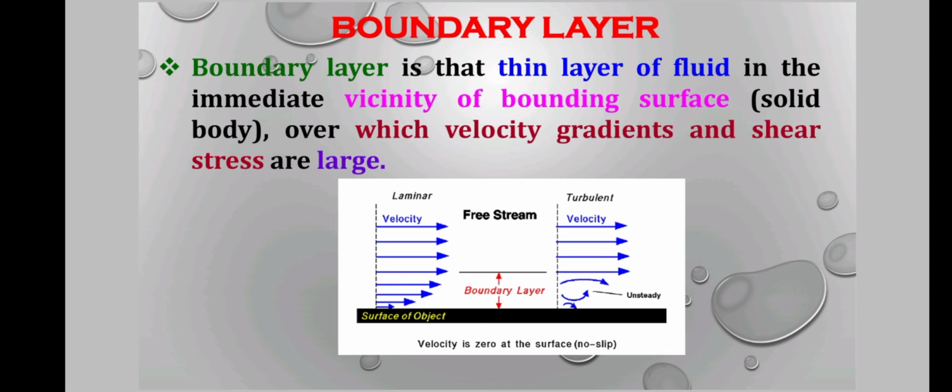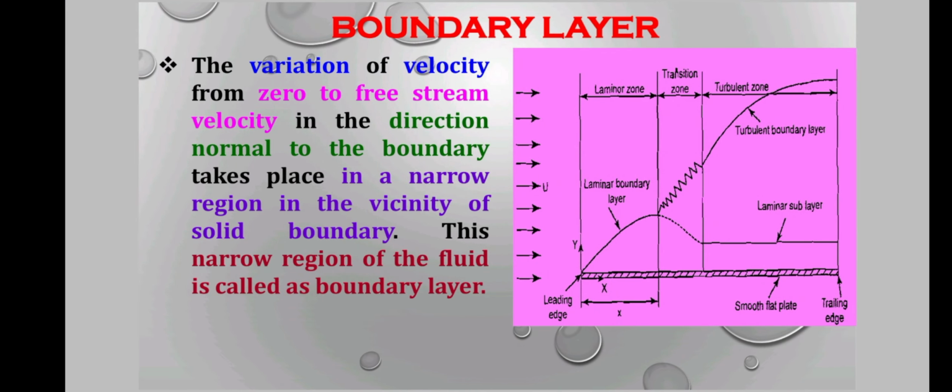So there is a boundary layer line from the surface of the object to a free stream area. So below the boundary layer the flow will be unsteady, based on the laminar and turbulent surfaces. The variation of velocity from 0 to free stream velocity in the direction normal to the boundary takes place in a narrow region in the vicinity of the solid boundary. This narrow region of the fluid is called the boundary layer.